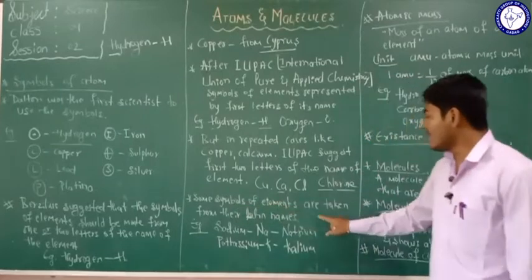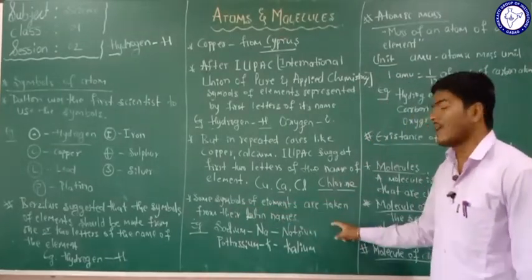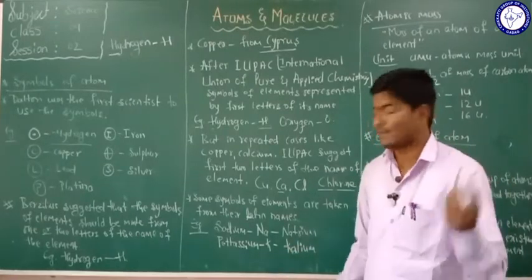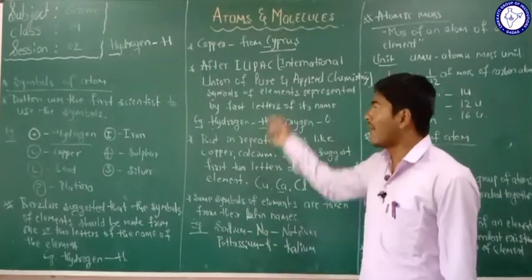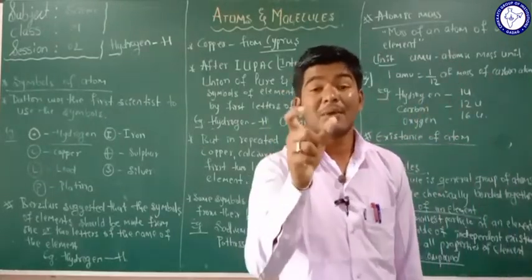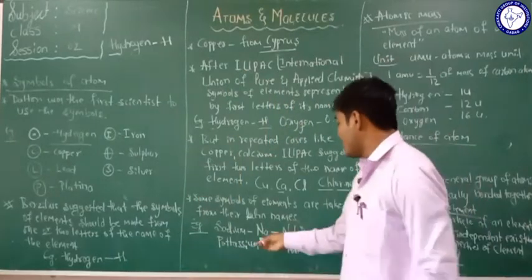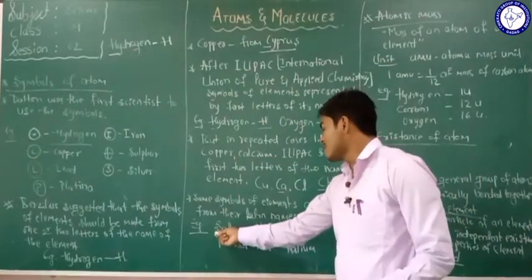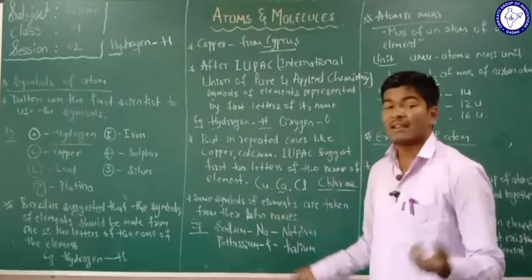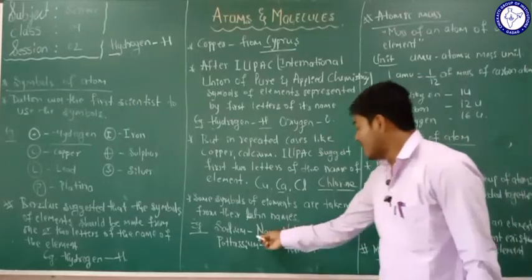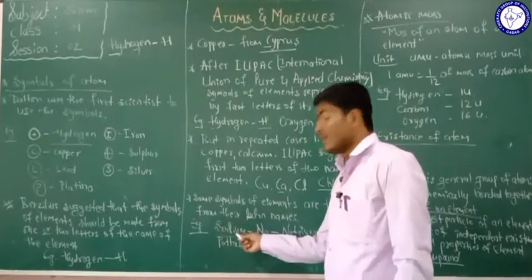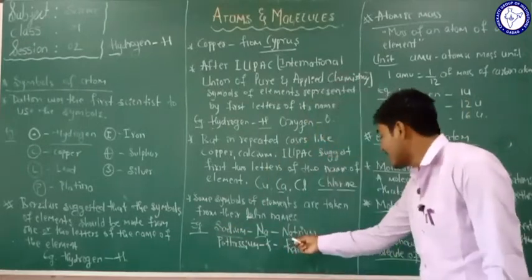Some of the symbols of the elements are taken from the Latin names. One confusion arises when you see the symbol of sodium, that is Na, but IUPAC says we should write the symbol using the name of the element. The name of the element is sodium, spelled SODIUM, but the symbol here is Na. What is the confusion here? This symbol is taken from the Latin name of sodium, which is natrium.